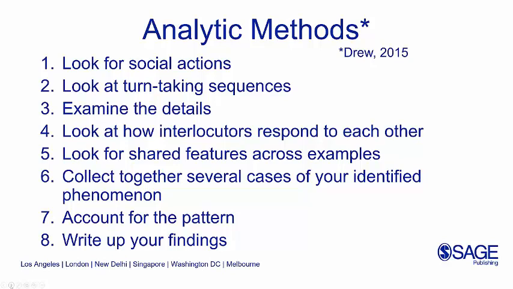And the key thing in CA is to look for shared features across the examples. It's very unusual to just have one example of something. You start to see patterns across your data, and you then collect together those cases that you've identified. And one of the really important aspects of CA is to account for that pattern as you write up your findings. So you're really showing what's going on in the data. You attend very closely to the data. You're looking at the sequences of conversation.